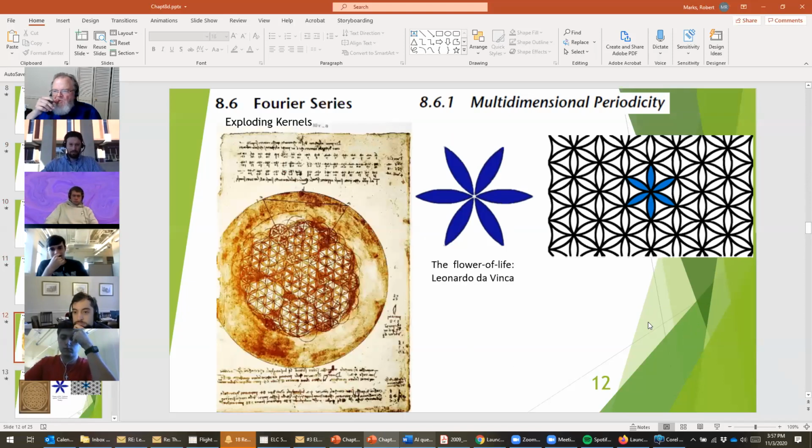For example, this is one of the early works of Leonardo da Vinci. We've all heard of Leonardo da Vinci. Notice how he generates in this artistic pattern the flower of life in his early work from these expanding periodic circles.